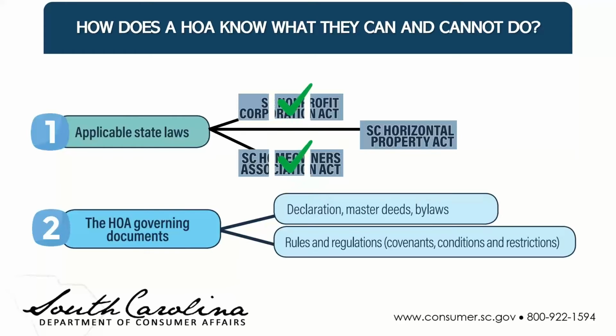So that covers the South Carolina Nonprofit Corporation Act. And now I will move into the most detailed act governing these types of associations, the South Carolina Horizontal Property Act. This act covers horizontal property regimes, which are usually set up in apartment complexes or condominiums. Like I said, the governing of these regimes is even more specific than the Nonprofit Corporation Act and the HOA Act.